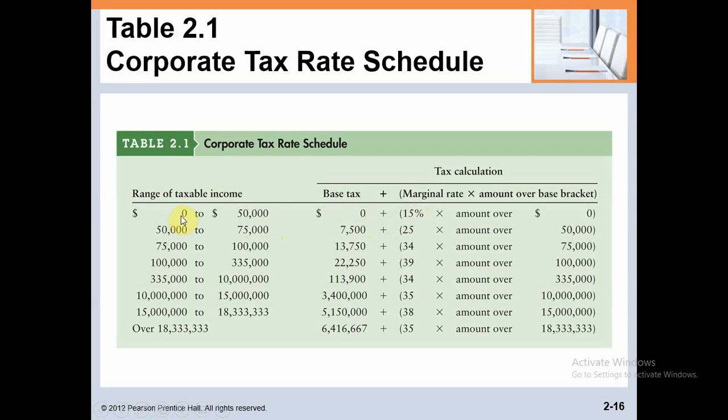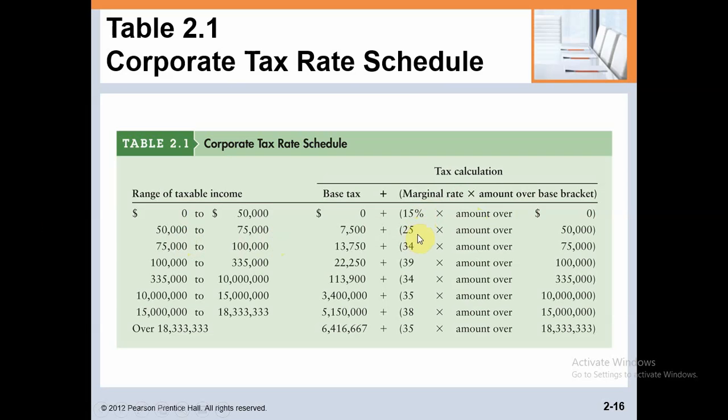Obviously, if the company has zero income, if the company is in loss, then there is no need to pay tax. And if the income is above zero and below 50,000, their marginal tax rate will be 15%. On that basis, we will calculate the total amount which the company needs to pay in the form of tax. We look at the second band of net income, which is 50,000 to 75,000, and the company needs to pay 25%.